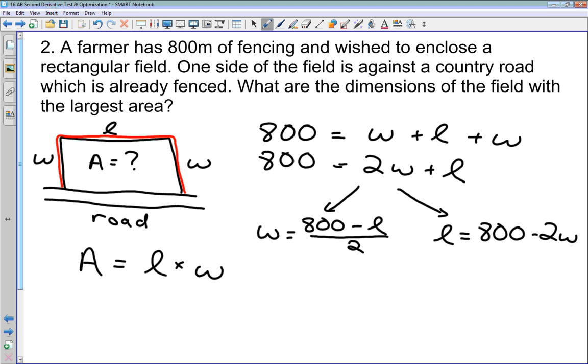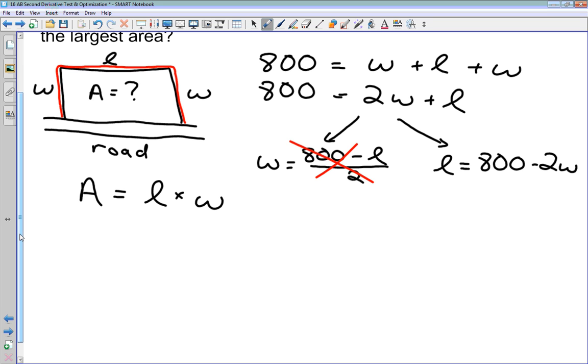Which one is easier to work with, the w or the L expression there? Or does it matter? Why L? No fractions. Yeah, we want to avoid that fraction if at all possible. Okay? So we can take that L expression and sub it in here for L. L is 800 minus 2w all times w. So now we have an expression for the area which only depends on a single variable, and that's w there.